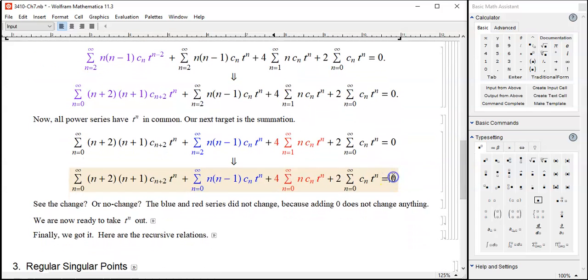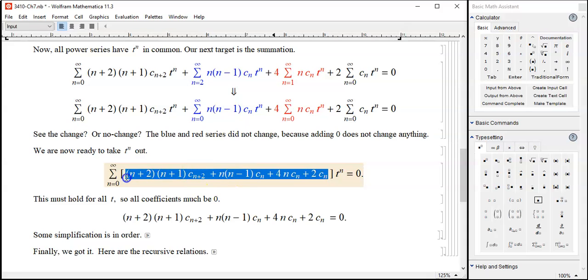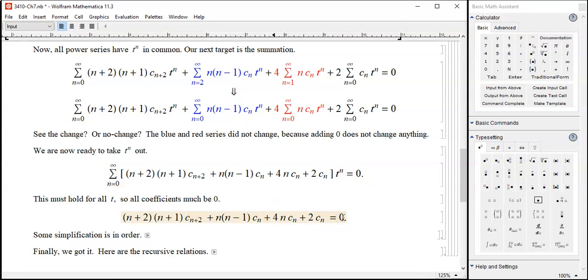Okay, we are ready. Take t to the nth part out. And then what do we have? Black part, and this is the blue part. That's the red part, but in any case, we get this whole thing. And then each coefficient has to be 0, so we end up with this recursive relation.